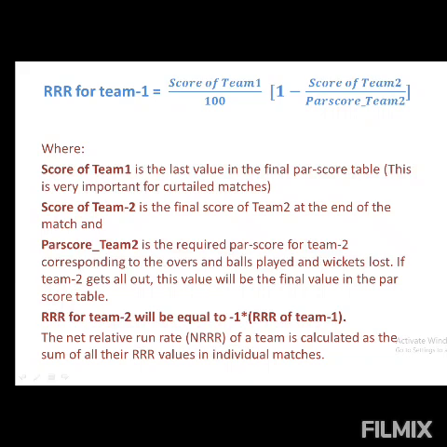In that above formula, almost all values are known to you: the score of team 1, the score of team 2, etc. And the only value which is unknown is the par score of team 2, and this value can be easily picked up from the par score table given to you. And I will explain the procedure with the help of a numerical example.